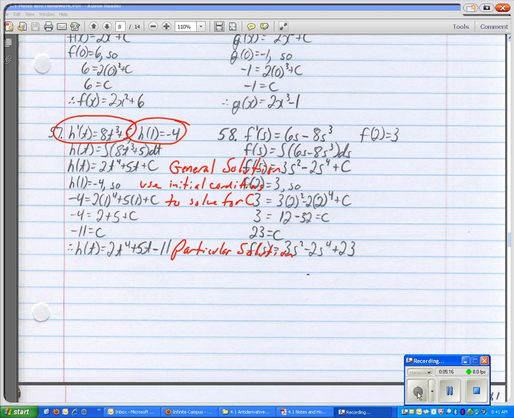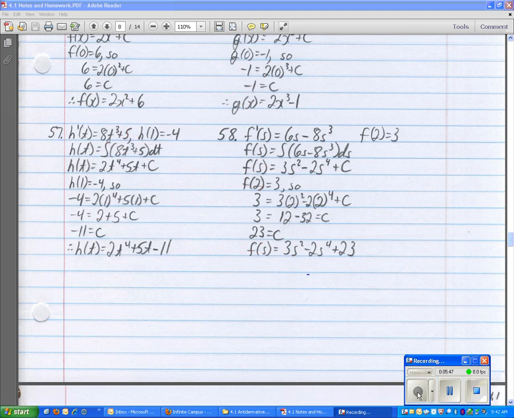If we changed our condition to h of 1 equals 10, guess what? We'd get a different particular solution. We'd have the same general solution, but we'd get a different particular solution. So of all those different functions that have that as the antiderivative, you get the particular one that has that condition as well. Okay? All right, what else?